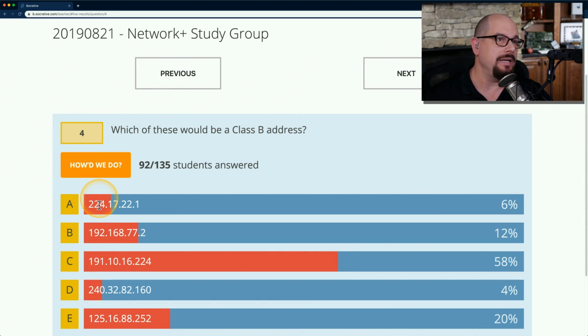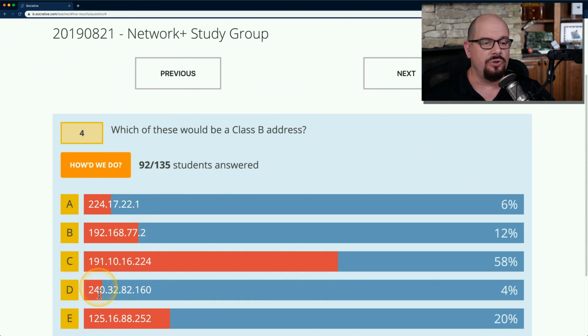That's a Class D address, not even close to Class B. So we know that A, that starts with 224, is a Class D. B is the address we're accustomed to seeing, 192.168.77.2. Anything starting with a 192 to 223 is a Class C. So that 192 is a Class C address. If you want to go through these and answer, it's Class C is what that option B is.